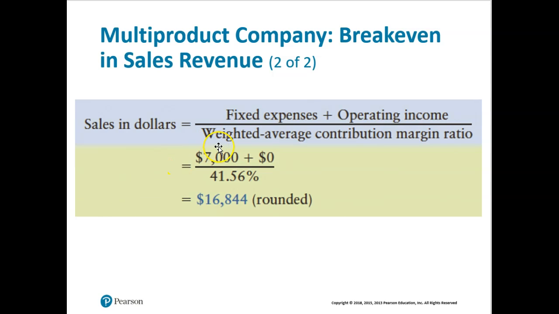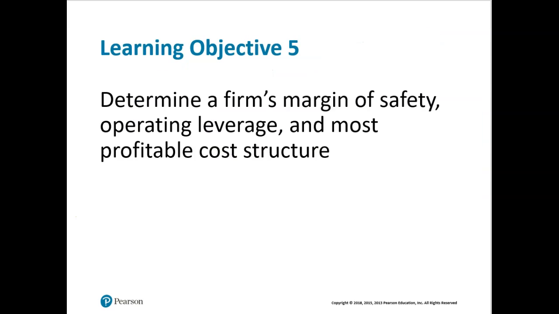So then I can take my fixed cost divided by the weighted average contribution margin ratio and get sales dollars, 16,844. This will get better once we do some problems, okay? I think we're almost, well, maybe not quite almost done. I'm going to do these ratios in the next video.